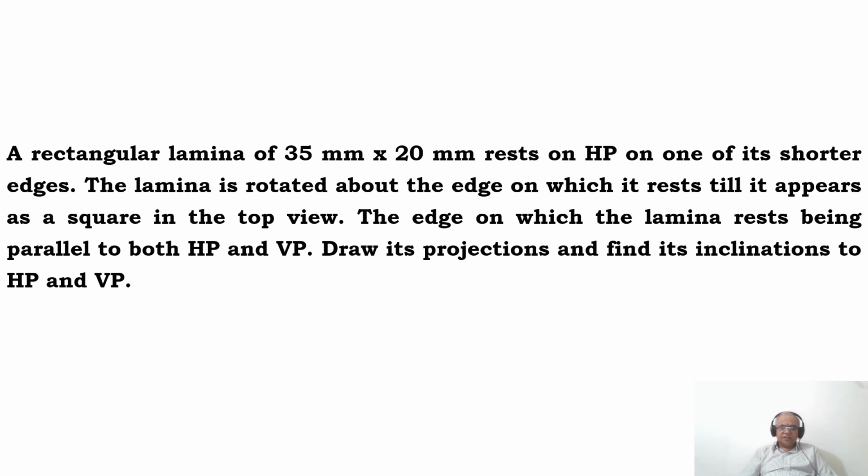Since the surface inclination with respect to HP is 0 degrees, it has to start from the top view, because the true shape is seen in the horizontal plane. And also we can see that we have to start from the top view because the shorter edge appears as a square in the top view. So, this also indicates that you have to start the problem from the top view. So, let us analyze how it is going to be in the beginning.